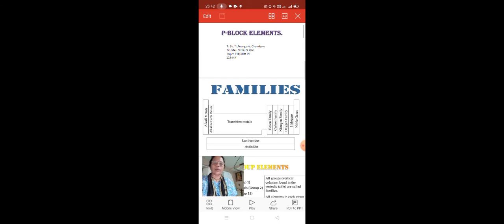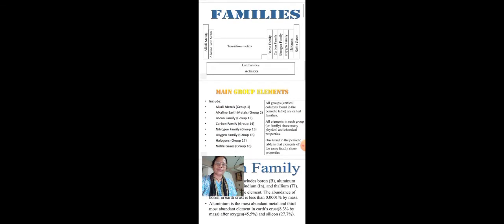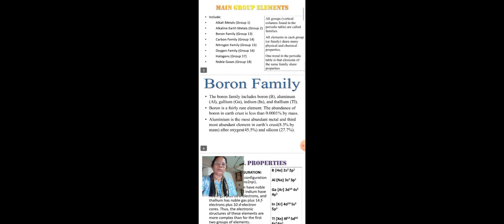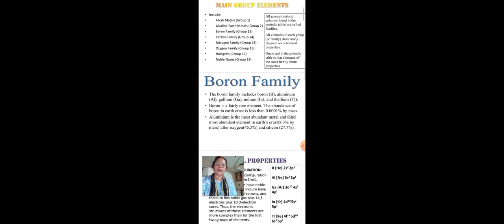So on the slide you have seen the periodic table where the p block elements are entering. The main group elements include the alkali metals, group 1, and the alkaline earth metals, group 2, which are on the left side; the boron family, group 13; the carbon family, group 14; the nitrogen family, group 15; the oxygen family, group 16; the halogen family, group 17; and the noble gases, group 18.